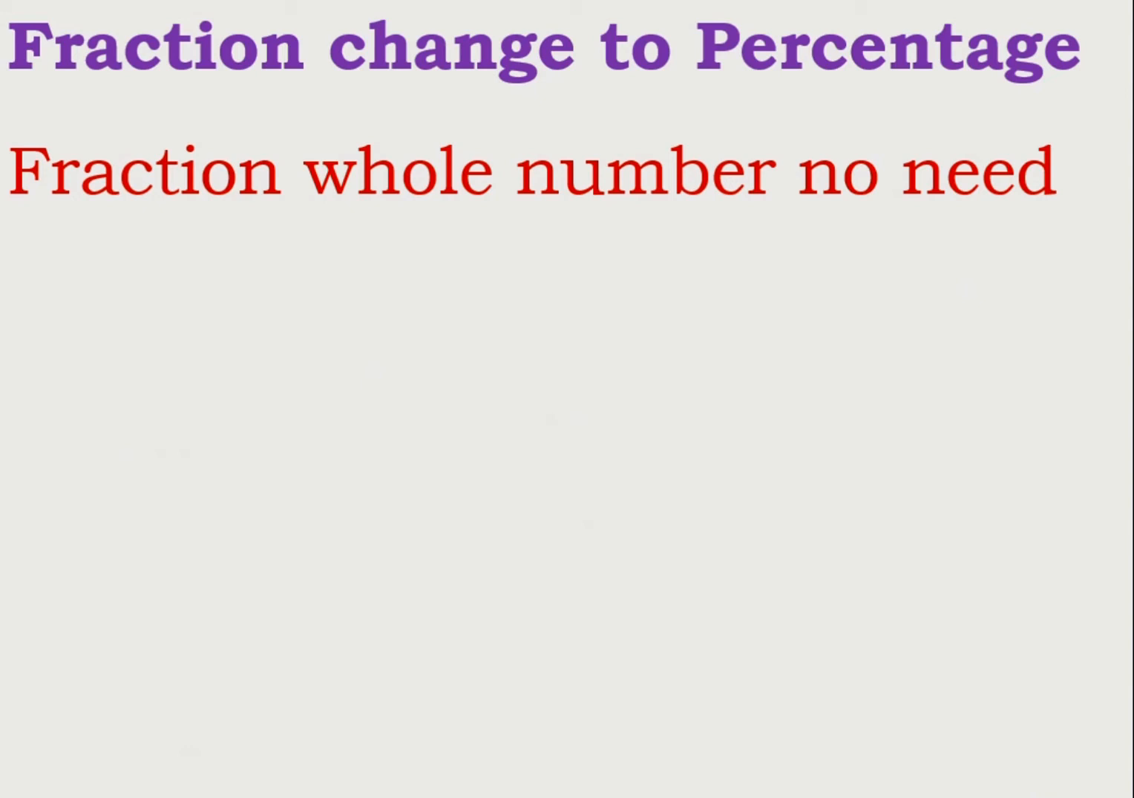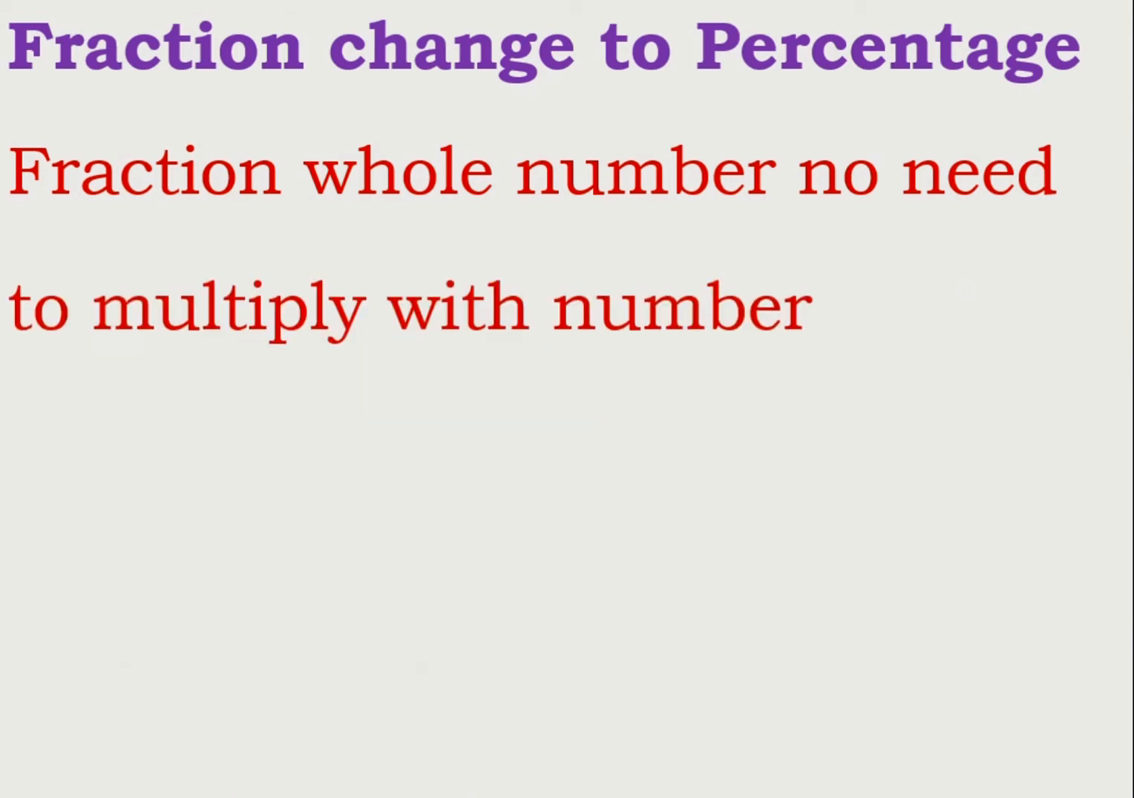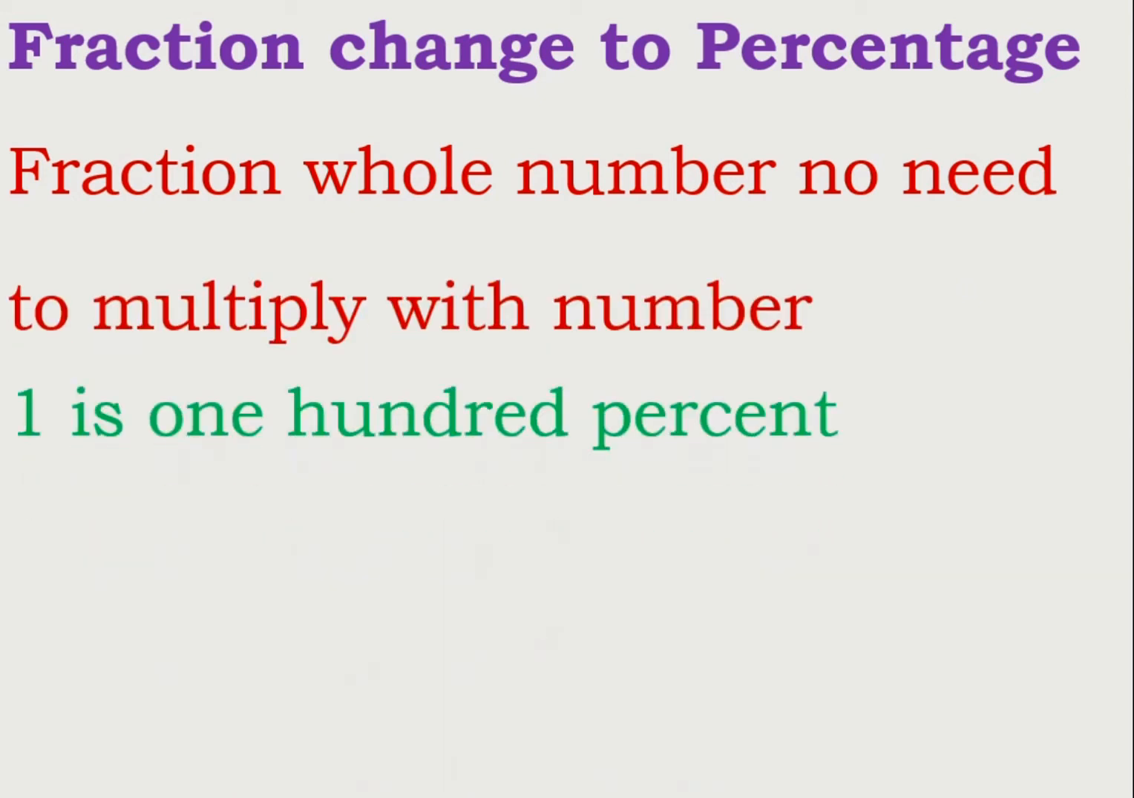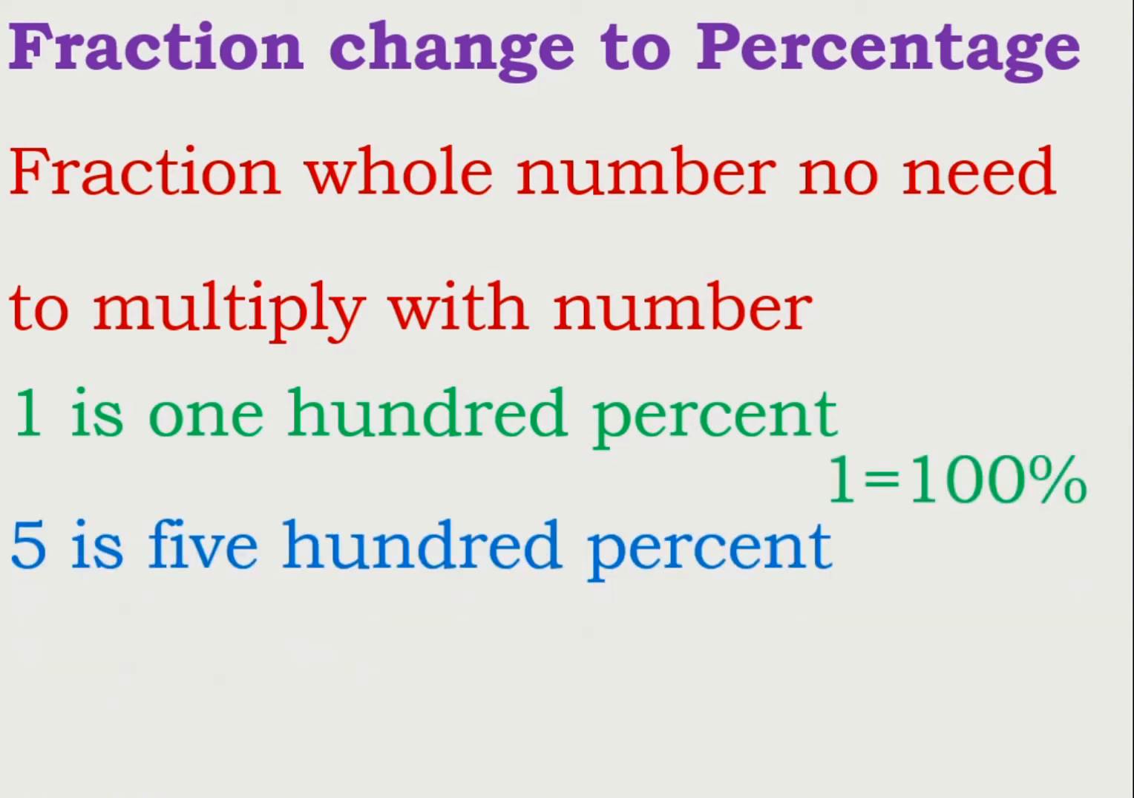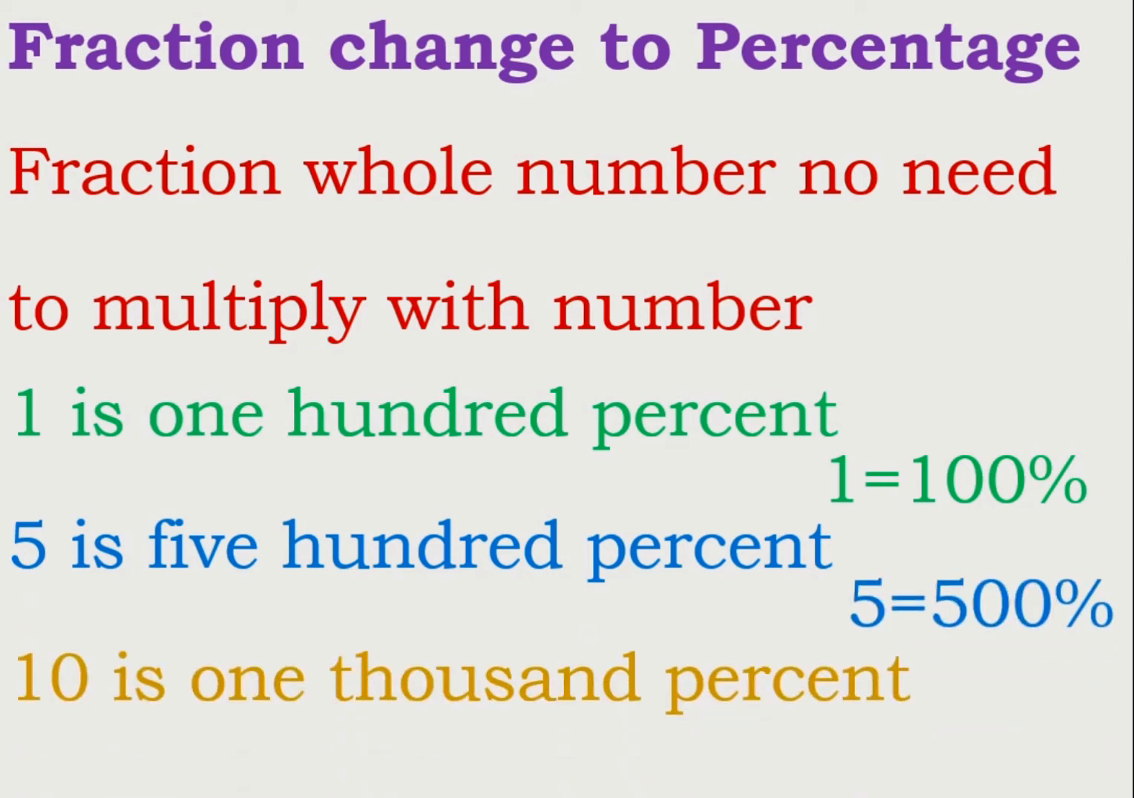For a fraction that is a whole number, there is no need to multiply by the number. 1 is 100%. 5 is 500%. 10 is 1000%.